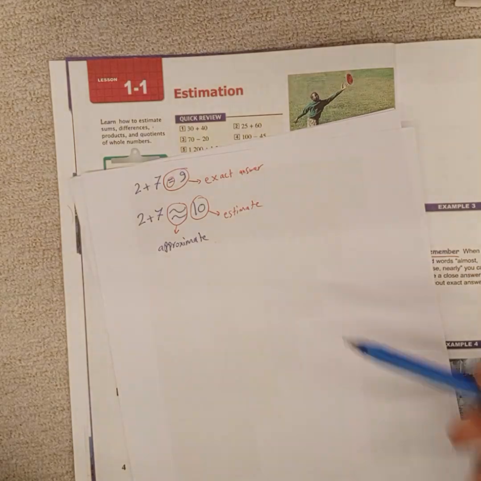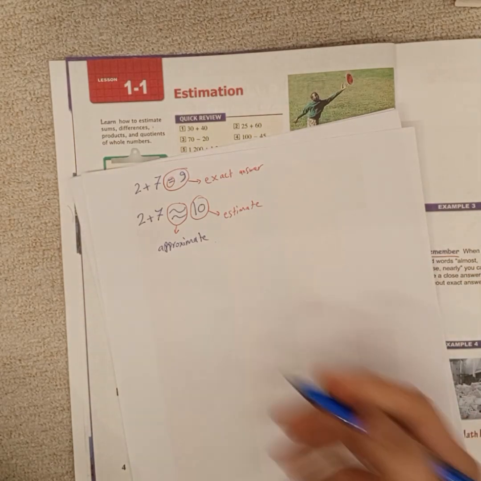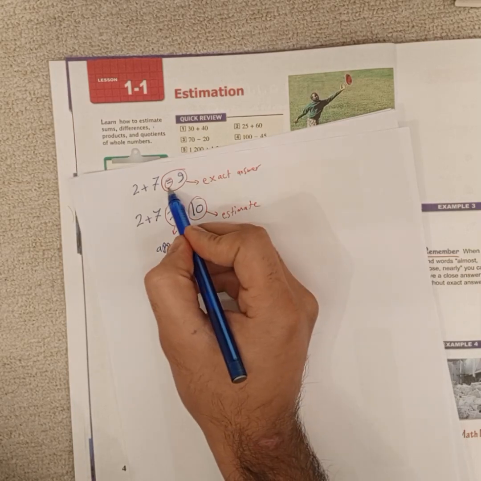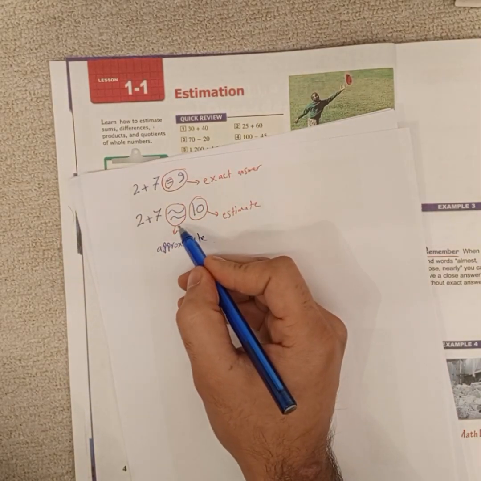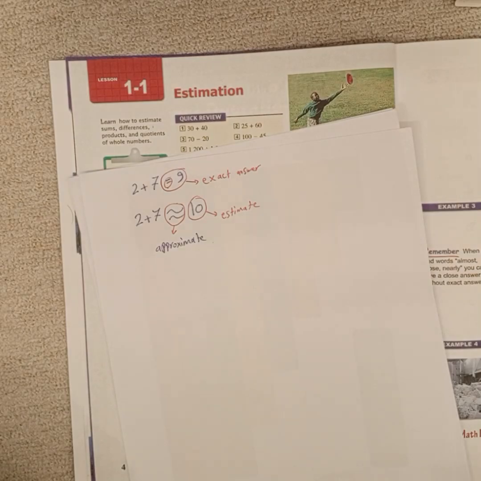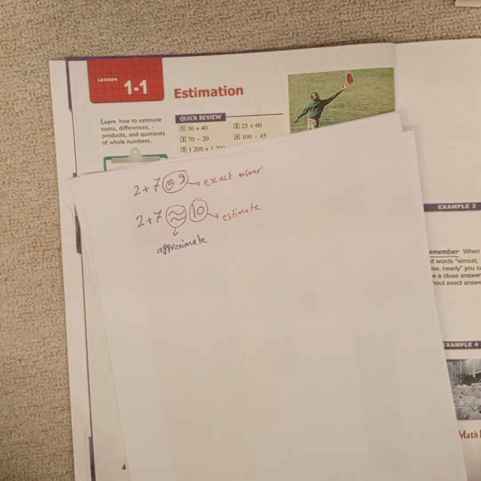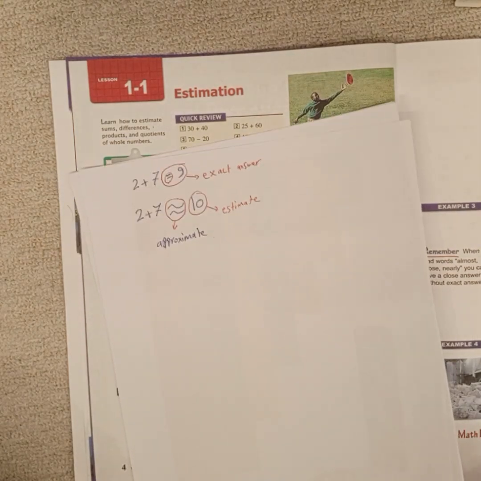The only difference between estimation and the exact answer is the sign. Whenever you see the equal sign, that one is the exact answer. Whenever you see this sign, it means approximate. This one is called an estimate. You need to know the difference between exact answer and estimate. So if we have the question, how to estimate it?